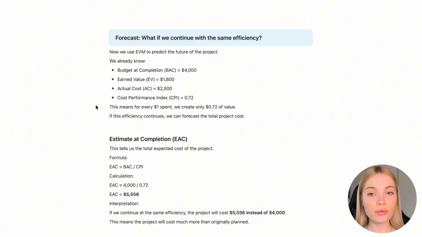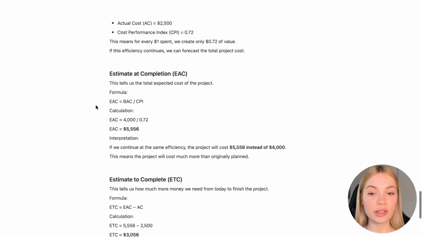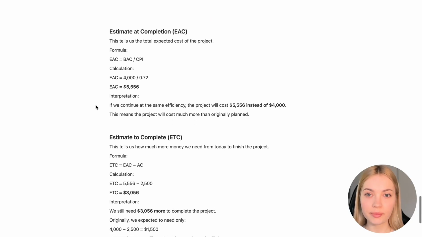So we already know that budget at completion is $4,000. Earned value is $1,800 and actual cost is $2,500. Cost performance index is 0.72. This means that for every dollar spent, we create only 72 cents of value. If this efficiency continues, we can forecast the project total cost. So let's go ahead and use the advanced formulas.